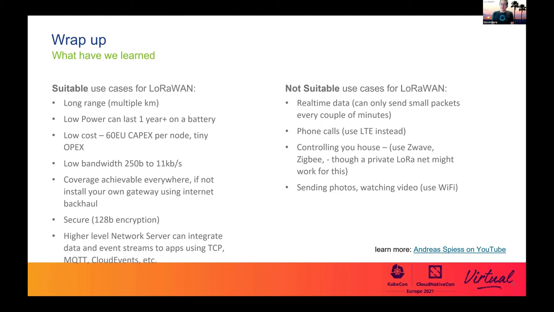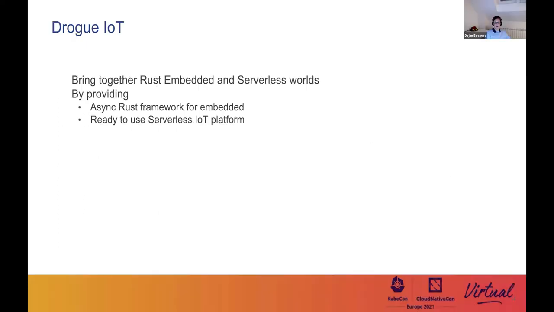So we came up with an idea to bring two worlds together with the Drogue IoT cloud. The rising interest in using the Rust programming language to do embedded work, and on the other side to do serverless on the cloud side, is what brought us to try to bring these two worlds together. So the Drogue IoT project is all about providing, on one side, the tools for embedded developers to use an async Rust framework to do firmware, and also trying to use an off-the-shelf platform built on top of Knative eventing to build a seamless experience for people to build end-to-end applications.